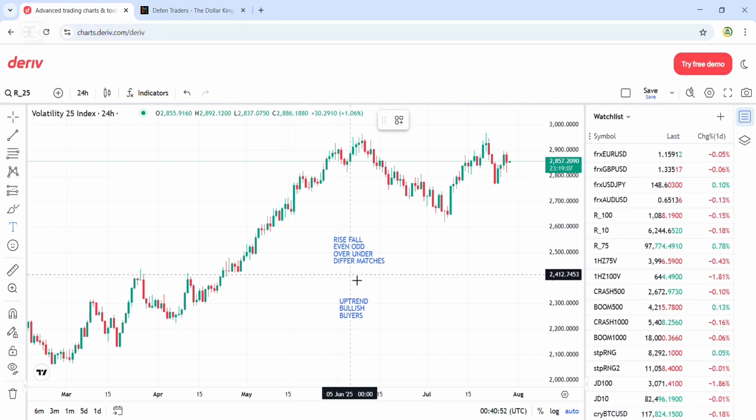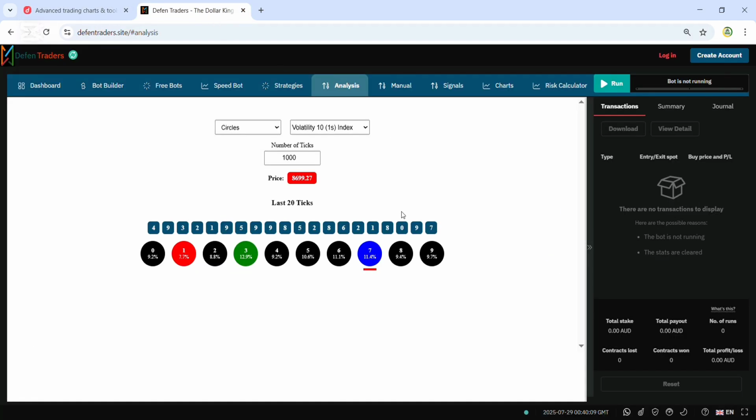So once we go to the third contract, it's the over under. Now the over under, from your understanding, you get that an over is something that is over something. So if you are trading, let's say 5, you say over 5. Your winning digits become any digit that is above digit 5, 6 up to 9.